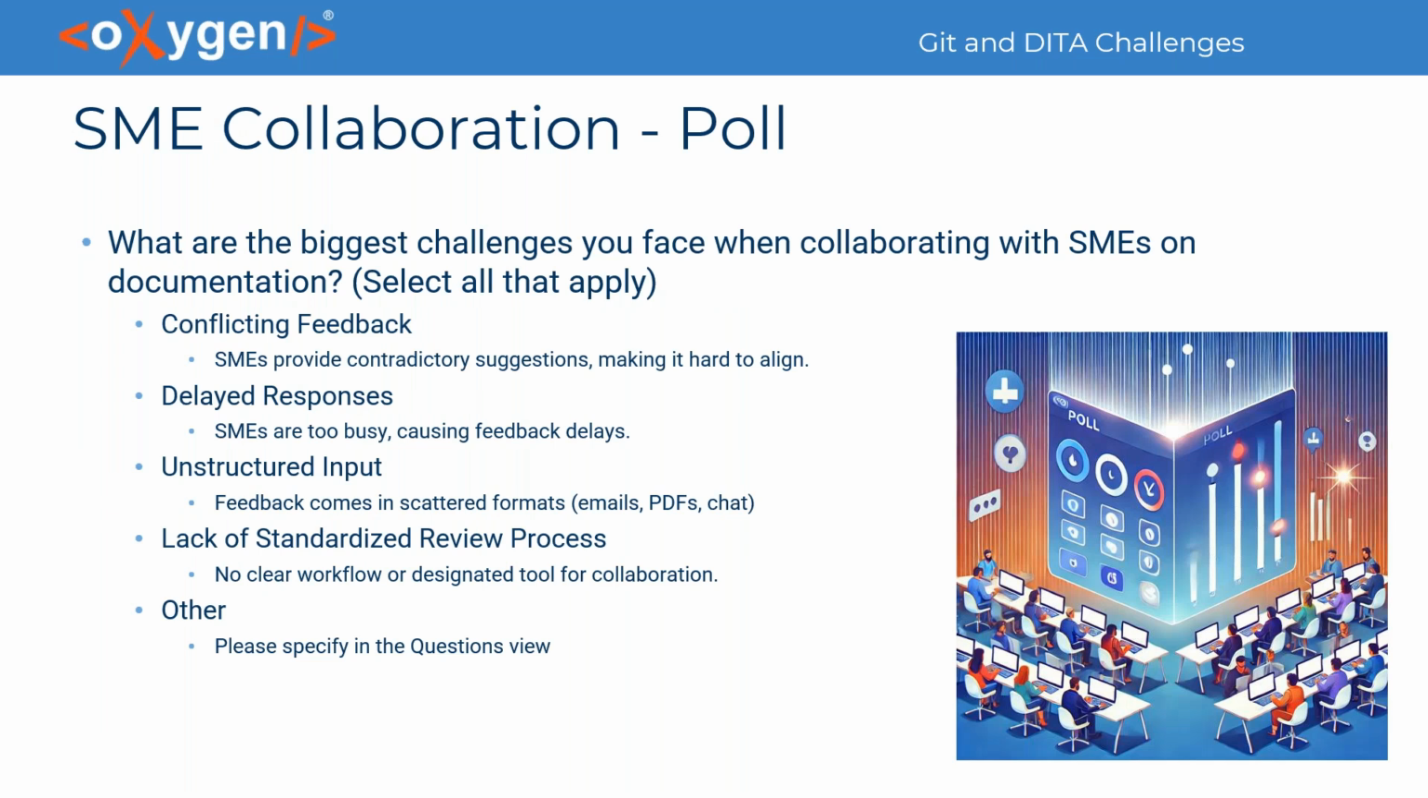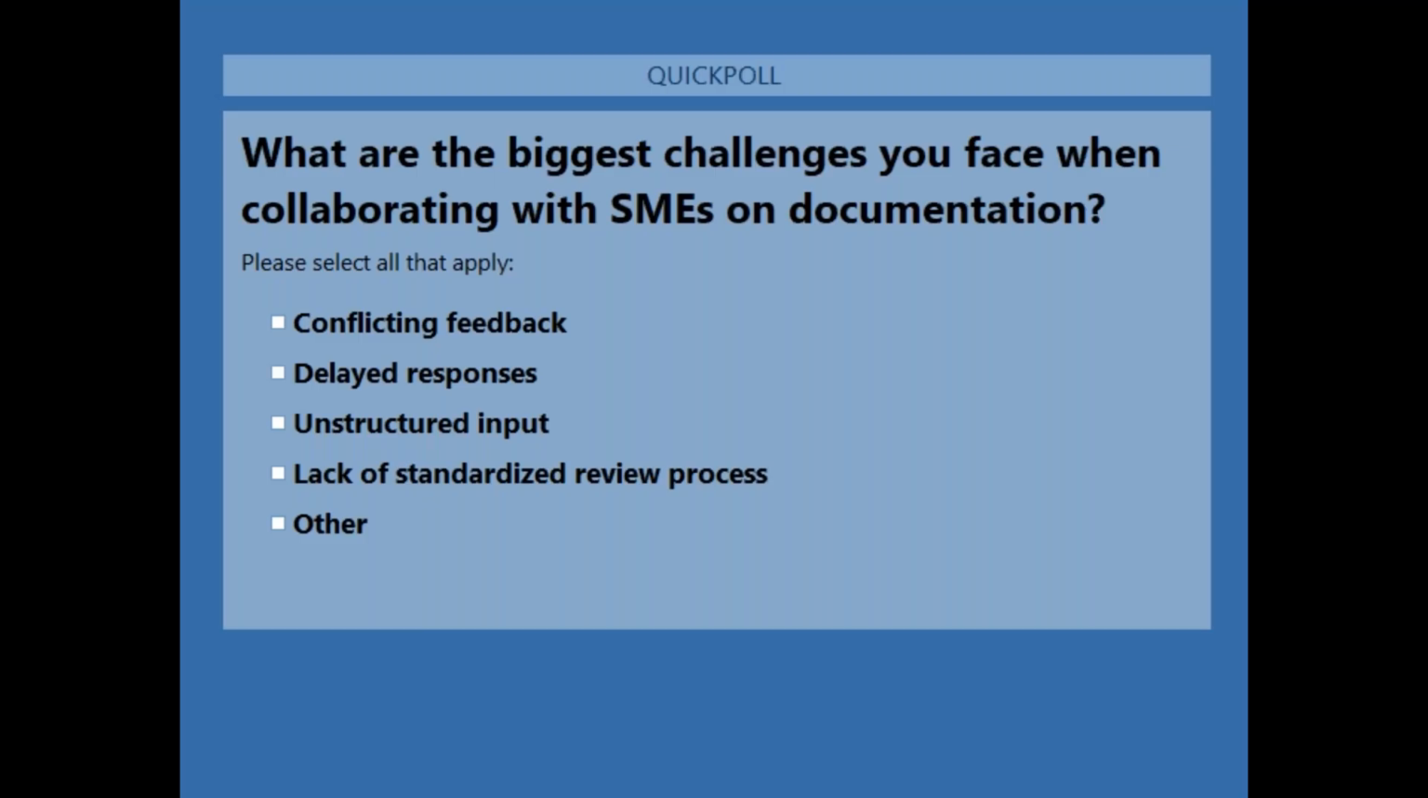Okay, then the next topic is about SME collaboration. And now I also want to run a poll where I'm asking what is the biggest challenge for you when collaborating with SMEs? It's conflicting feedback, that you have different suggestions from different people, or delayed responses that make you miss deadlines, or unstructured input that you have to manually convert to DITA, or the lack of a standardized review process, or some other issue.